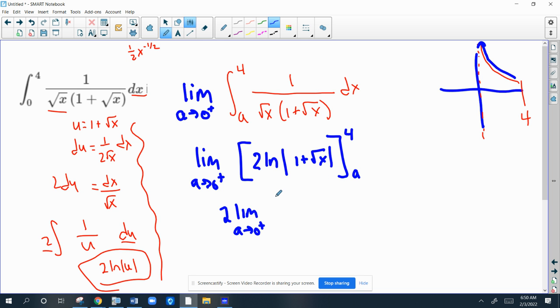And so now we're going to evaluate this natural log function from a to 4. So this would be ln of 1 plus root of 4, which is 1 plus 2, 3, minus the natural log of 1 plus the root of a. Now I don't need the absolute value signs because I know I'm in the positives. 1 plus the root of x is always going to be positive.